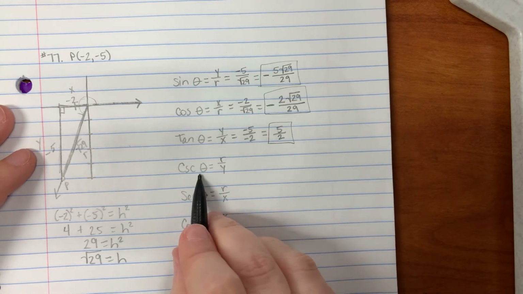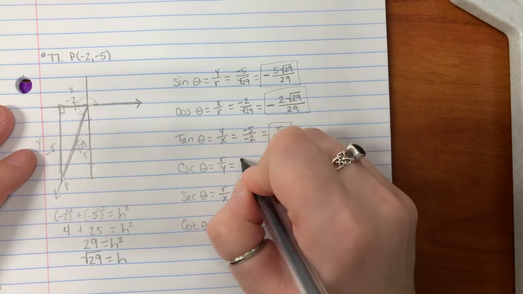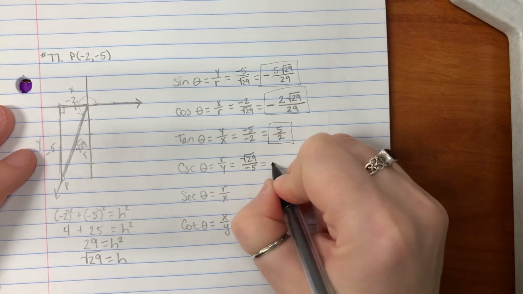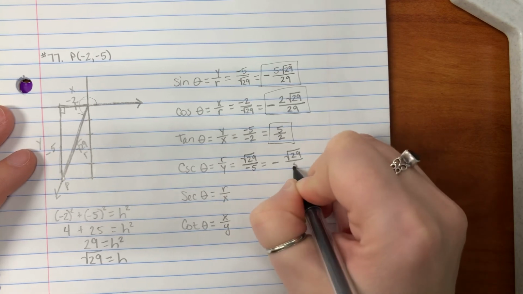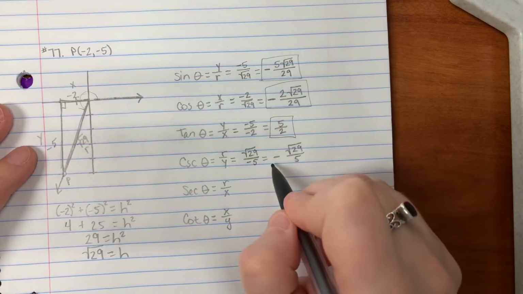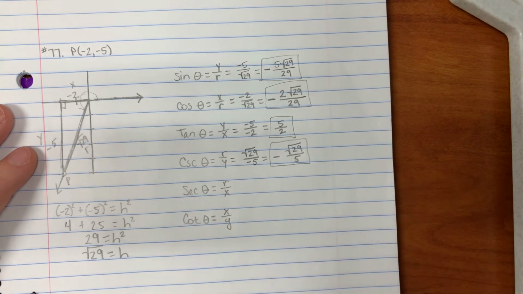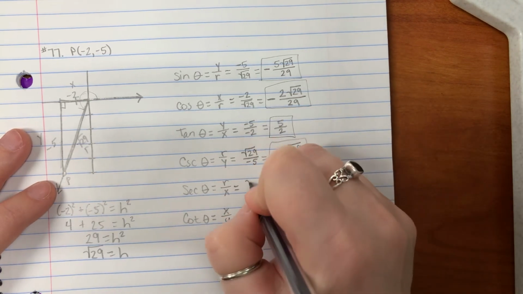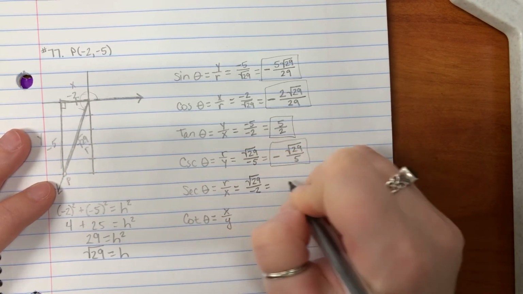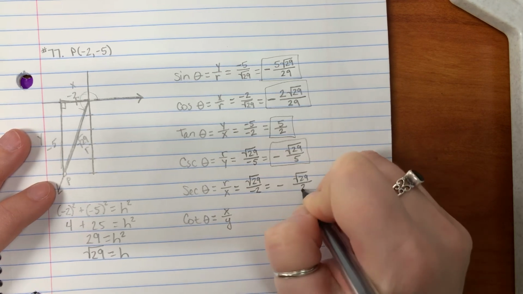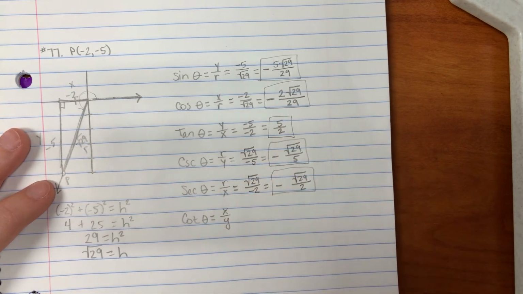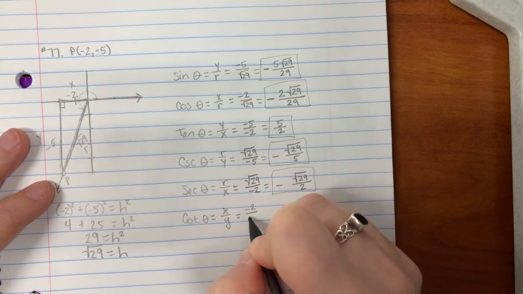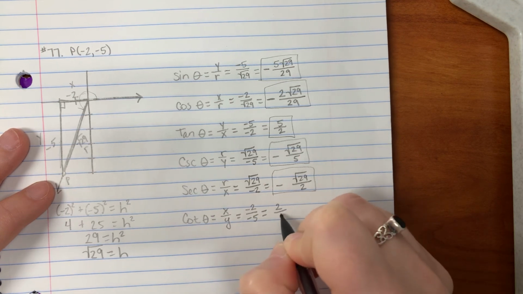All right, and then this one, just the reciprocal. So this one is the square root of 29 over -5. You could also write that with the negative out front, like that. Either way is fine with me, so you don't have to worry necessarily about the placement of that negative. This one, the reciprocal of that one, would be the square root of 29 over -2, or negative square root of 29 all over 2, like that. And then my last one, the reciprocal of this would be -2 over -5, which is 2/5.